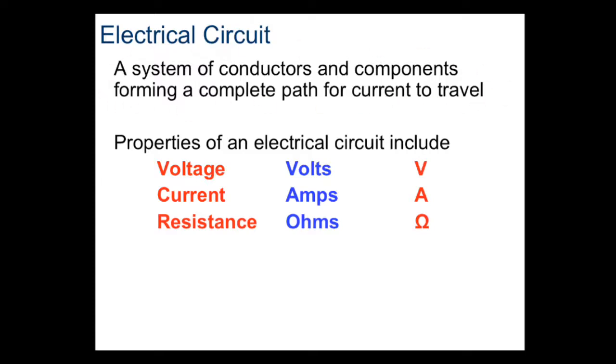The properties of an electrical circuit include volts, amps, and ohms. Voltage is, I'll write that definition right now. The actual definition of voltage is the amount of potential energy between 2 points on a circuit. But that kind of doesn't make sense to me, or maybe to you. We can think of voltage with a good analogy.